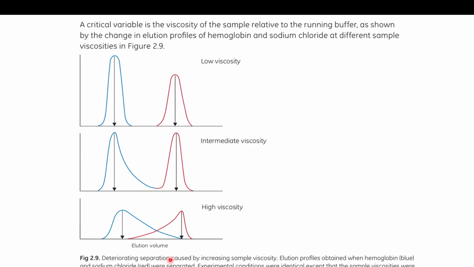So, elution profiles: the blue one shows the elution profile of hemoglobin and the red one shows the elution profile of sodium chloride. Hemoglobin, being a larger molecule, will definitely elute faster as compared to the smaller salt, sodium chloride, which will elute much later. However, when the buffer has really high viscosity, the elution profiles eventually merge. There will be overlapping peaks. The resolution is too low and too bad, and hence you won't be able to get a pure desalted hemoglobin here. Okay.